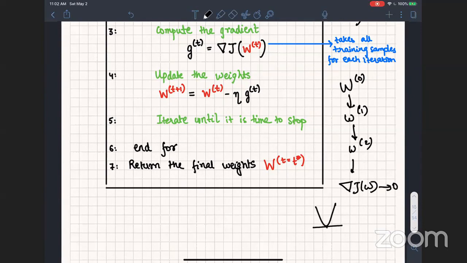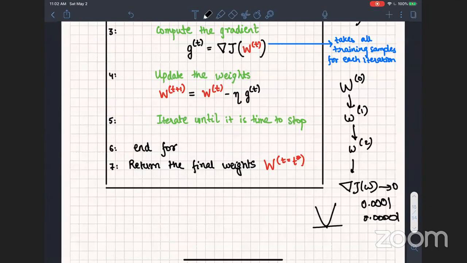So as you keep going and the values start becoming very, very small, then you know it's safe to stop because you're not going to reach there eventually. So it is going to be very, very small steps, right?